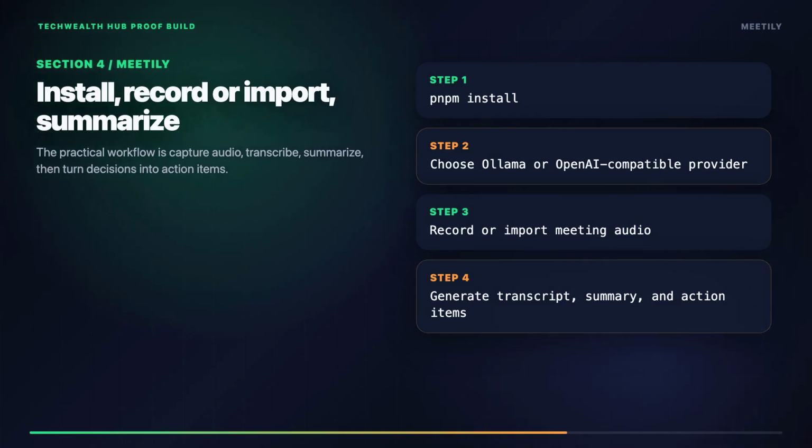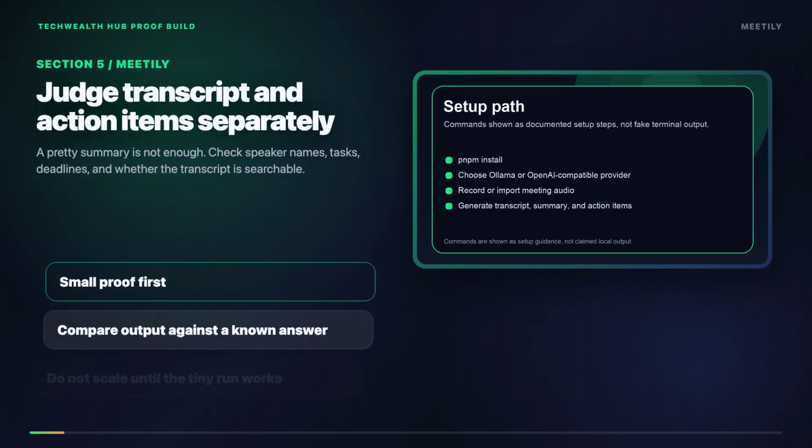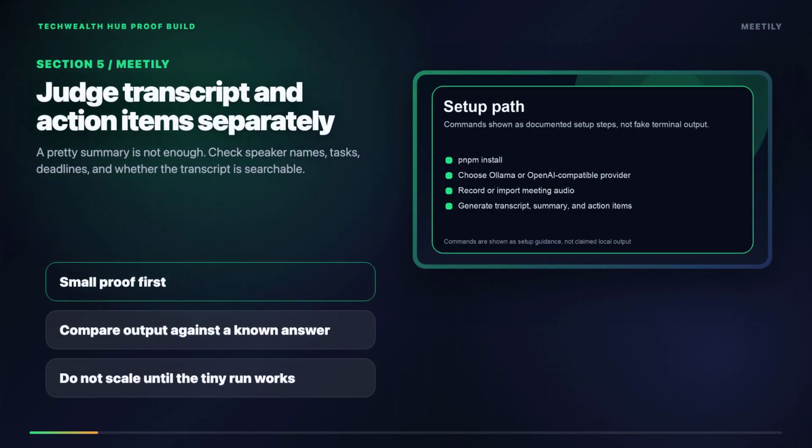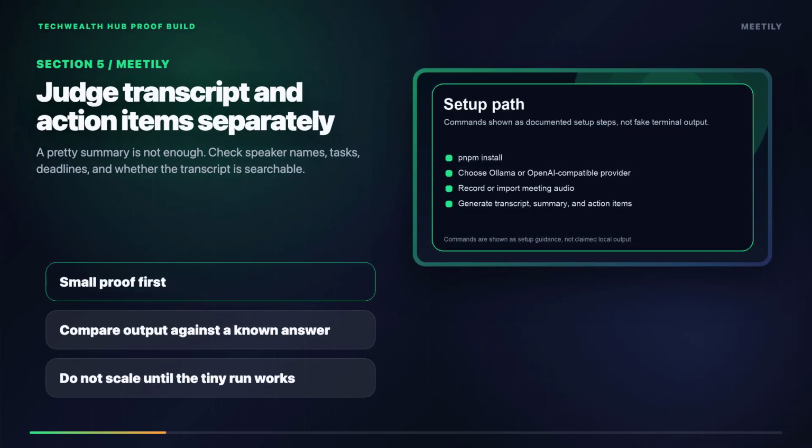The setup path should be tested with a short meeting or audio file first. Do not start with a 1-hour call. Use a small sample where you already know the speakers, decisions, and action items. Judge transcript and action items separately. A pretty summary is not enough. Check speaker names, tasks, deadlines, and whether the transcript is searchable.